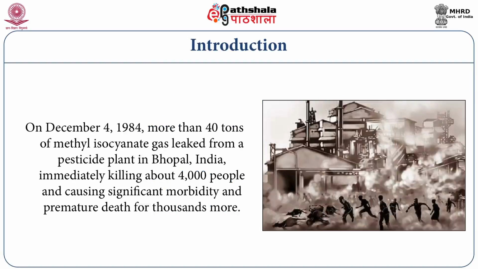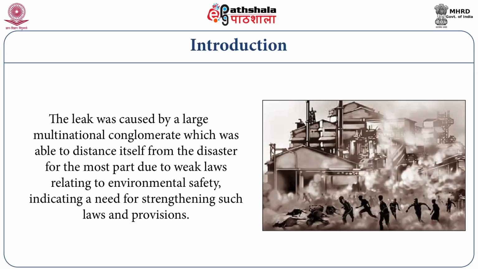On December 4th, 1984, more than 40 tons of methyl isocyanate gas leaked from a pesticide plant in Bhopal, immediately killing about 4,000 people and causing significant morbidity and premature death for millions more. The leak was caused by a large multinational conglomerate, which was able to distance itself from the disaster for the most part due to weak laws relating to environmental safety, indicating a need for strengthening the laws and its provisions.